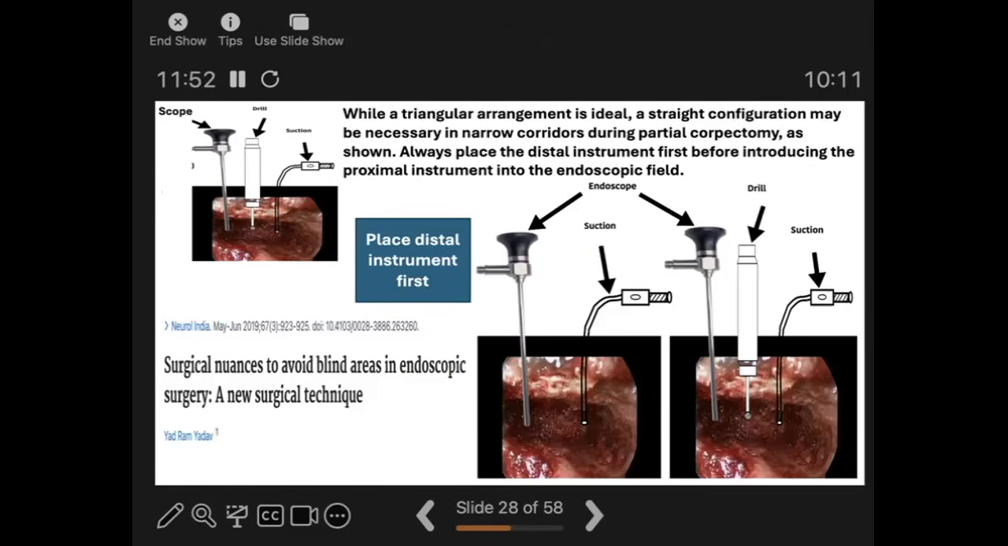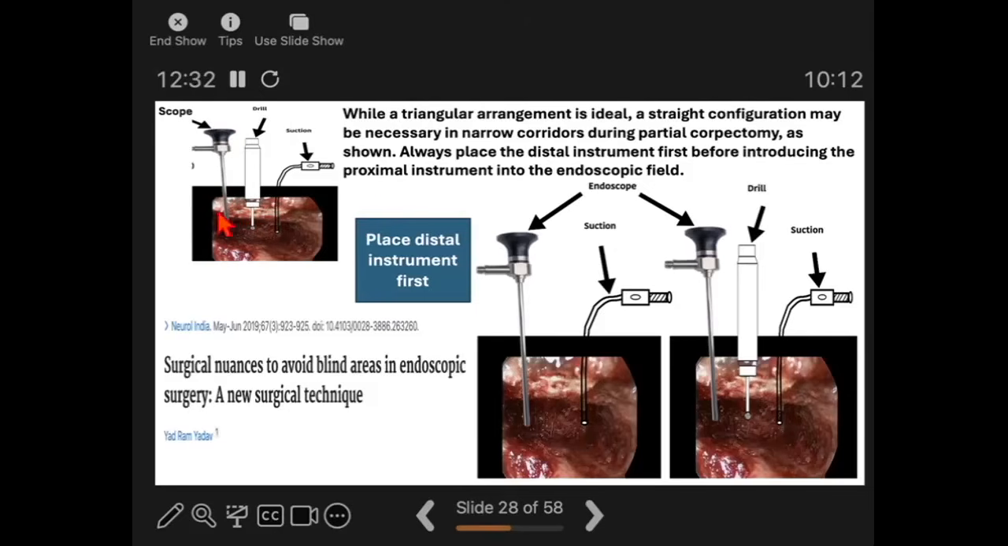However, there are situations where there is a narrow corridor, such as partial corpectomy, and in those situations, straight arrangement cannot be avoided. We have come across such situations. This is a partial corpectomy. This is the vertebral body and the bone removal done for partial corpectomy. If you place the endoscope here, there is hardly any space for triangular arrangement. So you have to keep two instruments in a straight line.